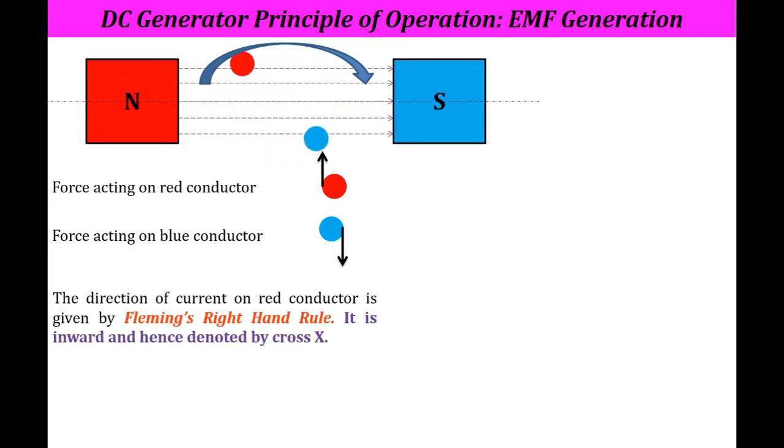Now, let's try to apply a rule and find out the direction of the current. The direction of the current on the red conductor is given by Fleming's right hand rule. So let's try to apply Fleming's right hand rule. Now, this is my right hand. This is a thumb which denotes F. This will be B, that is the first finger. And this is nothing but your middle finger which gives you the direction of the current.